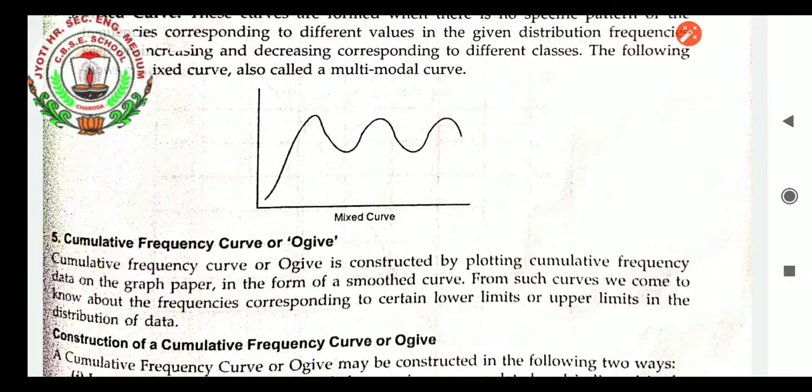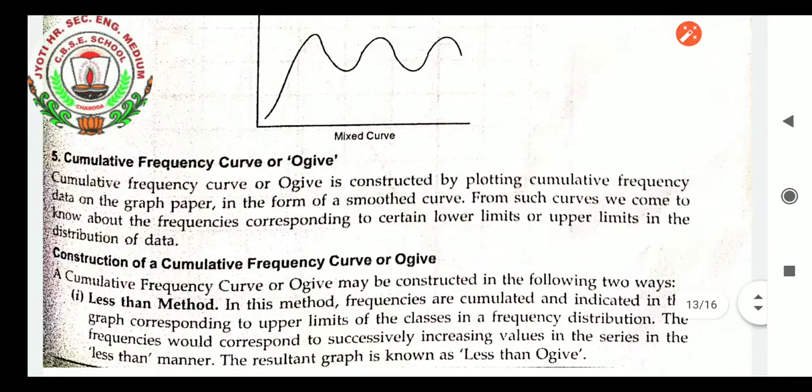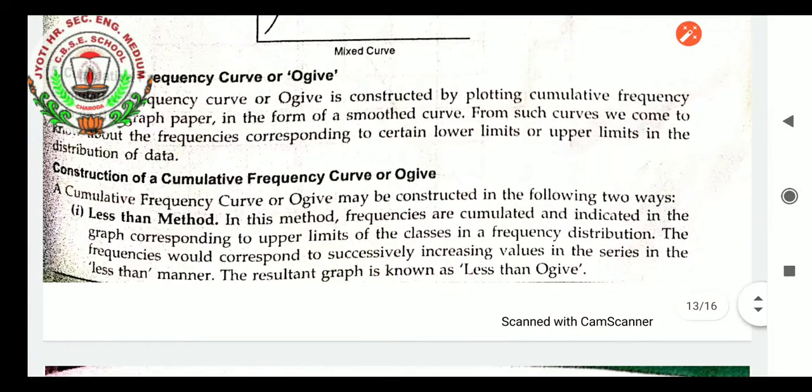Cumulative frequency curve or ogive. A cumulative frequency curve or ogive is constructed by plotting cumulative frequency data on the graph paper in the form of a smoothed curve. From such a curve, we come to know about the frequencies corresponding to certain lower limits or upper limits in the distribution of data.